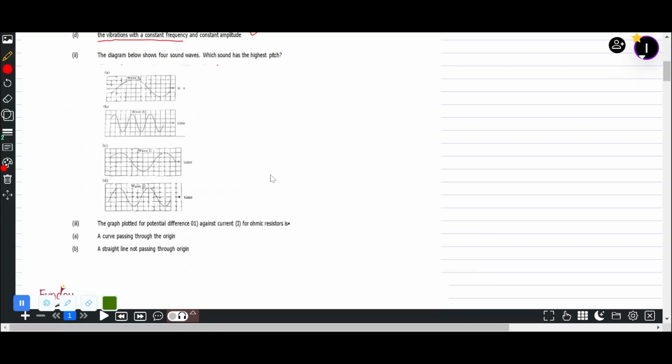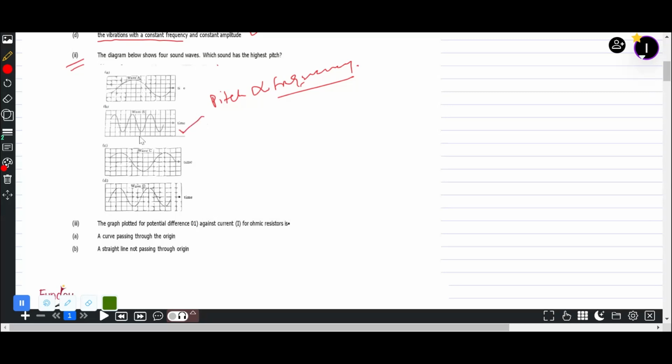So the second question says the diagram below shows four sound waves. Which sound has the highest pitch? Now for your information, pitch is directly proportional to frequency. So more the pitch, more the frequency. If you see in these waves, which wave has the highest frequency? I'll give you a moment to think about it. So if you see, B has the highest frequency.